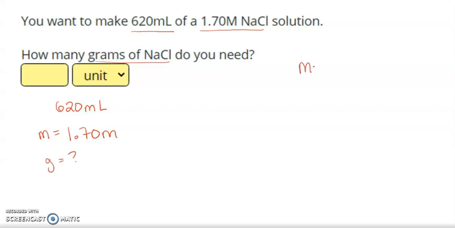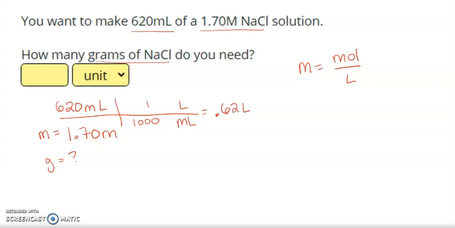Well, I'm going to use this equation, M equals moles over liters, but right now I only know M. I can take milliliters, though, and convert that to liters, and that'll give me liters. So I drag down milliliters, go to liters. 1 liter has 1,000 milliliters. Top times top, divide by bottom, gives me 0.62 liters.